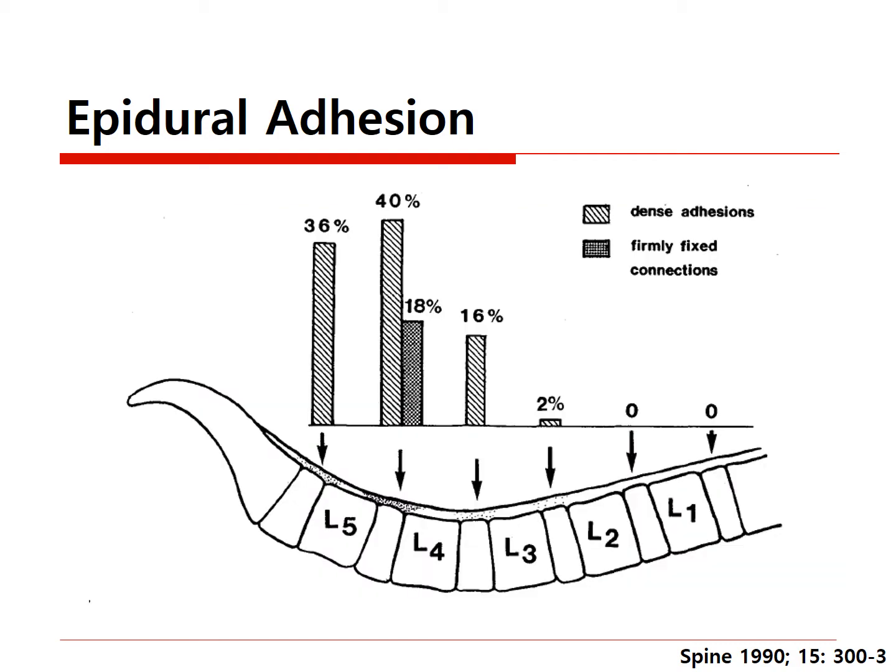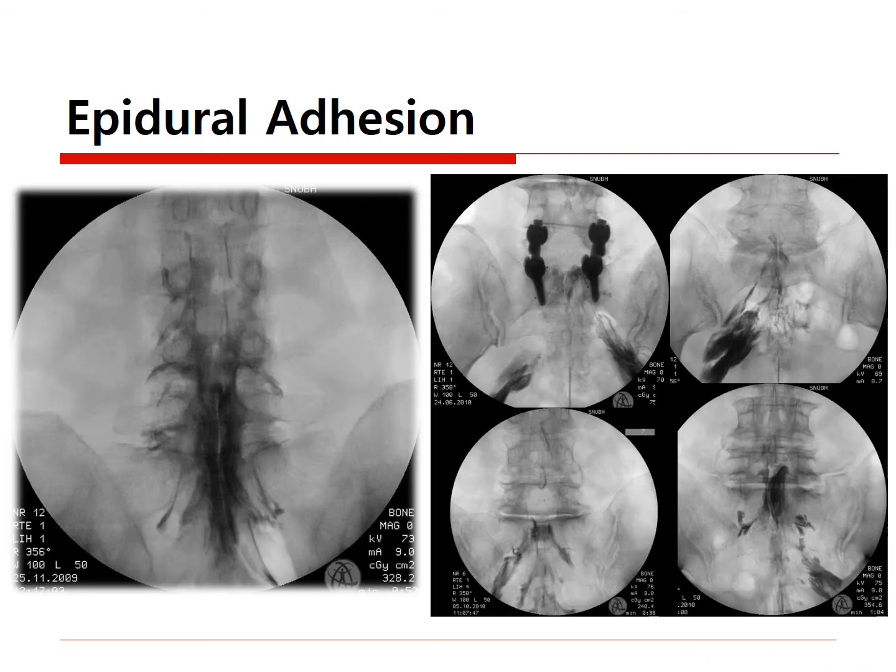In this paper, 15 cadavers were analyzed. The adhesions were found mainly in L4-5 and L5-S1 with highest frequency. The simplest way to check epidural adhesion is epidurography. Normally, the dye should spread in the Christmas tree pattern as shown on the left, but if there is adhesion, filling defects will appear. Filling defects can be seen even in patients with no history of surgery.